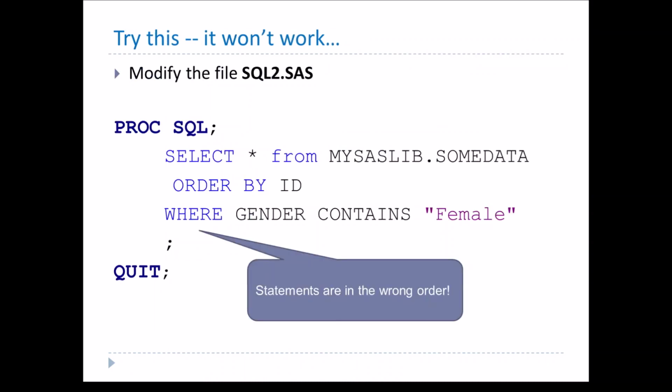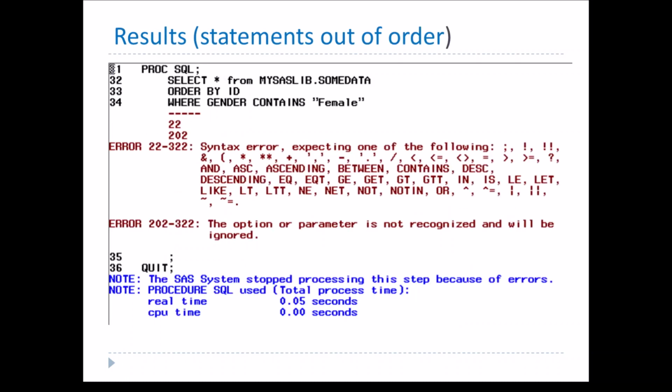So what we've done here, by modifying the SQL2 program, is we've reversed the order of ORDER BY ID and the WHERE statement. So what happens if we try to run this program? Well, we get an error message, and this is what you would see in the log, where it looks at where the WHERE statement is not where it is expected, and so it produces this error with a lot of stuff listed here.